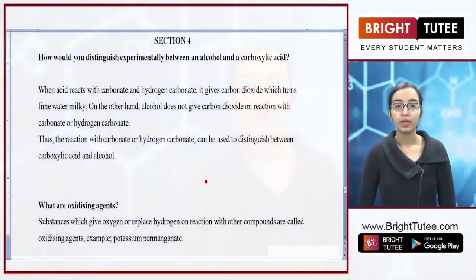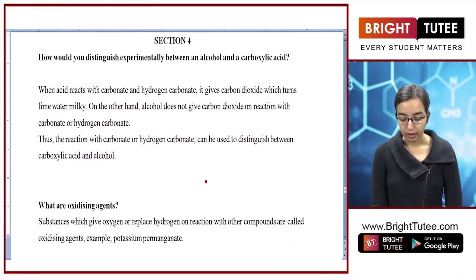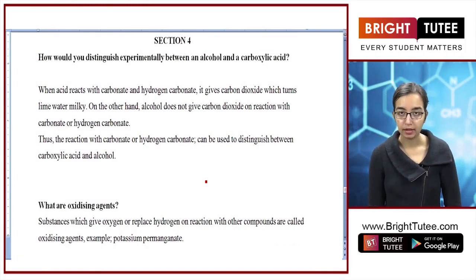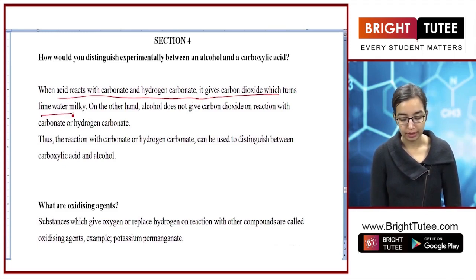Hello students, now let's solve the exercise for this portion of the chapter. The first question we have is, how do you distinguish experimentally between an alcohol and a carboxylic acid? Now we will perform this differentiation based on a chemical reaction. We know that acid reacts with carbonate and hydrogen carbonate. It gives carbon dioxide which would turn lime water milky.